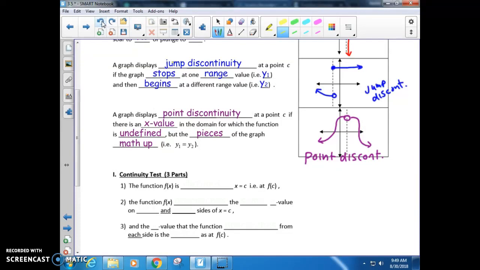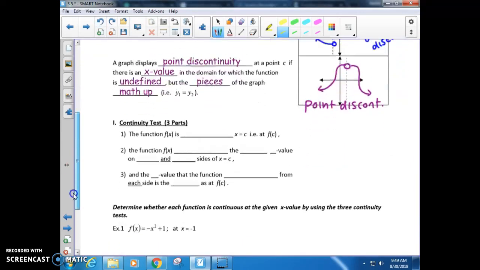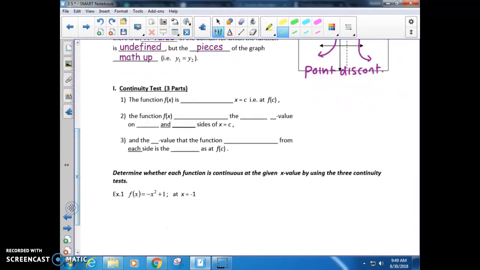Okay. So there are 3 parts to our test. So first of all, it has to be defined at that point C. So if I'm trying to say, is it continuous at the value x equals 2? Well, then I plug in my 2 for my function. So I do f of 2. In this case, they just use a generic C. So I have to make sure it's defined at that.